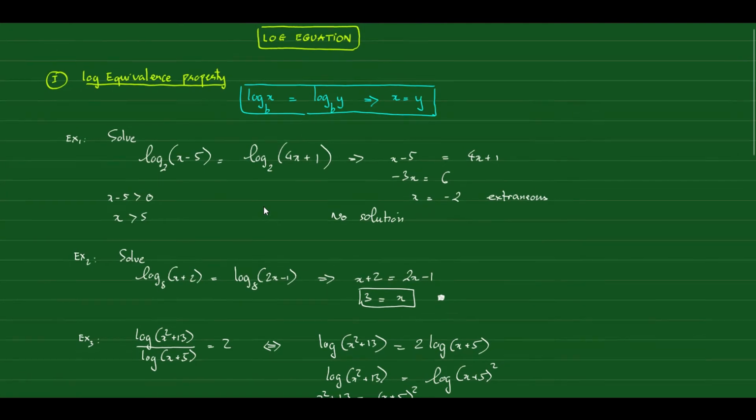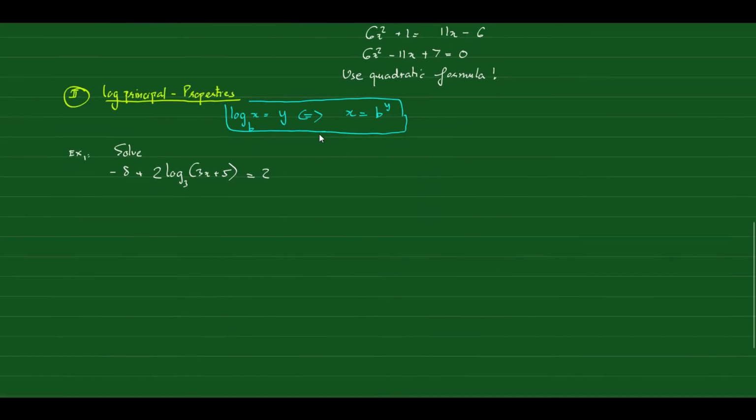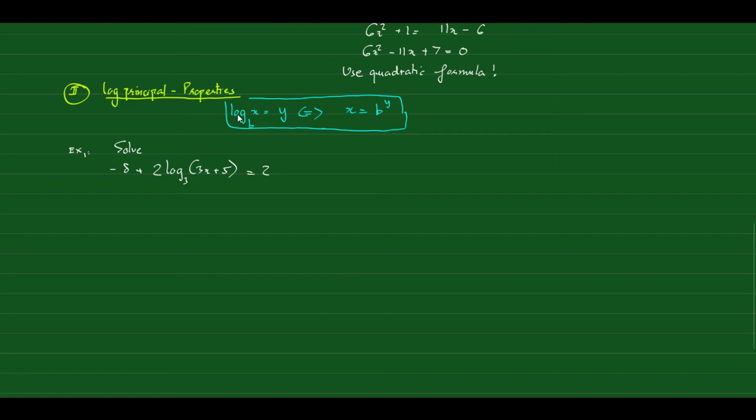For the log property, you see that we have logs on both sides. We have 2 logs on both sides, but over here we have only one log. So for the log principle we have to isolate the log. I need to get the log to the left hand side and remove everything. So I'm going to add 8 on both sides, which gives you 10. Then I divide both sides by 2, which gives you 5.